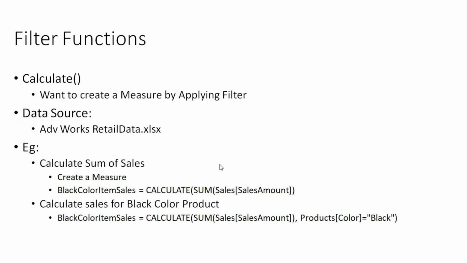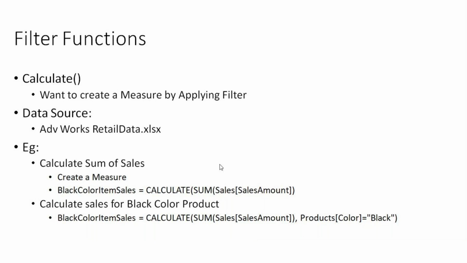Let us understand. Want to create a measure by applying a filter. So we know how to apply filters, right? So in the Power Query level, you wanted to apply something, so that we have done it. But I don't want to apply filters at the Power Query level. I wanted to show the data by writing a query. What query? DAX query. I wanted to apply some kind of a filter.